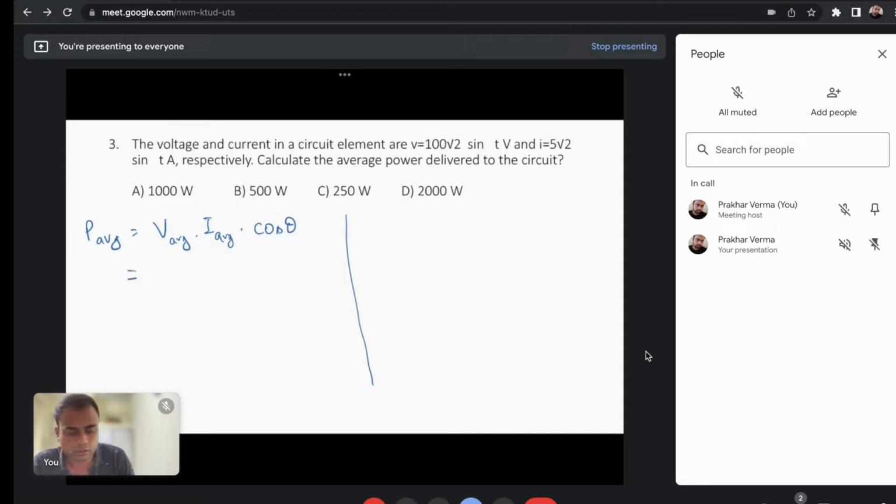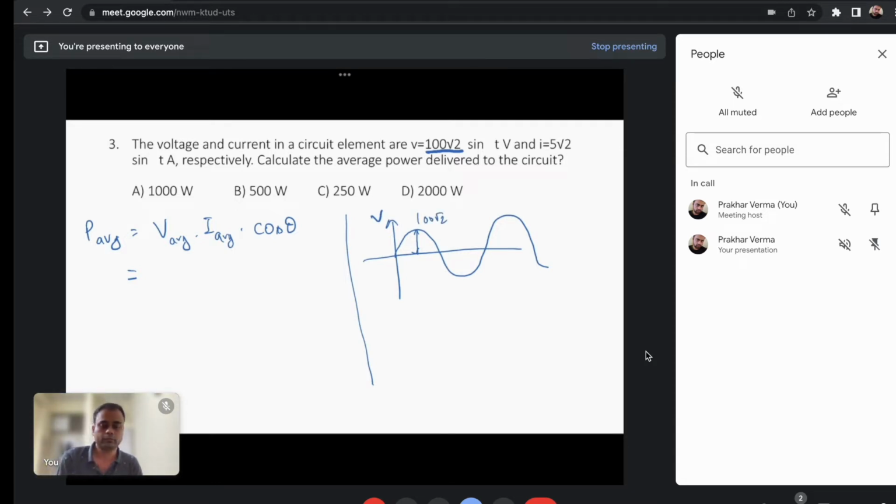So now we have to understand here that the value given here is not the average value, but this is the peak value. So for example, if we are given the waveform for potential V, the value they have provided is the peak value, that is 100 square root 2. So we have to calculate the V average value.